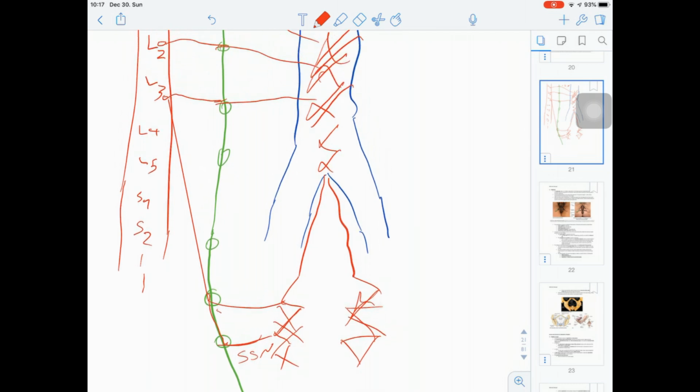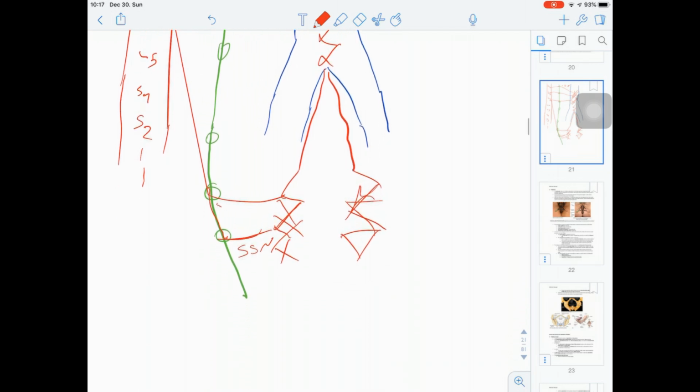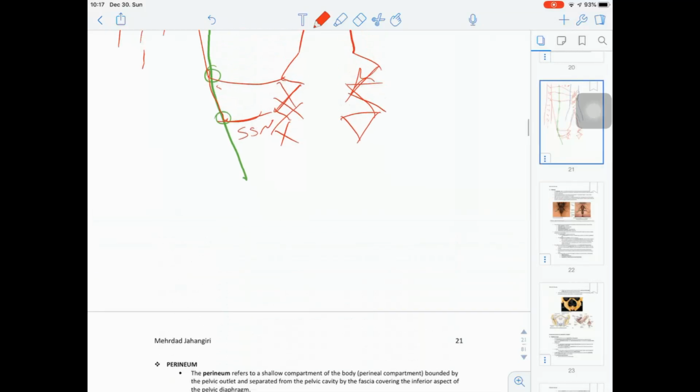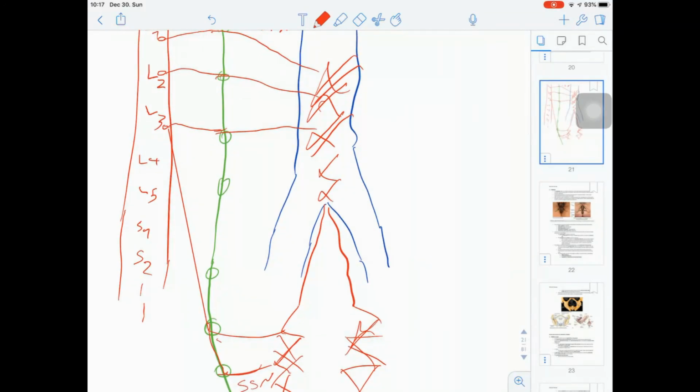Can you do the same for sacral plexus? So sacral, yeah, I would do it. So are we good with this? Yes.